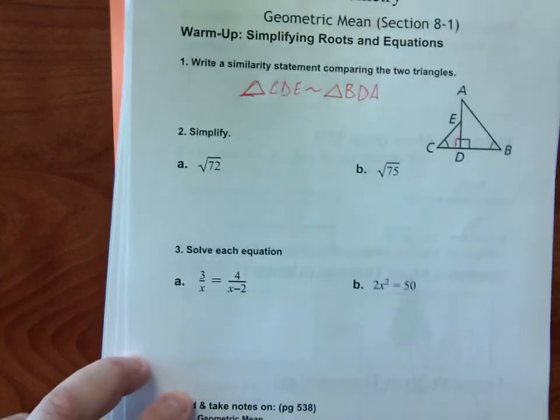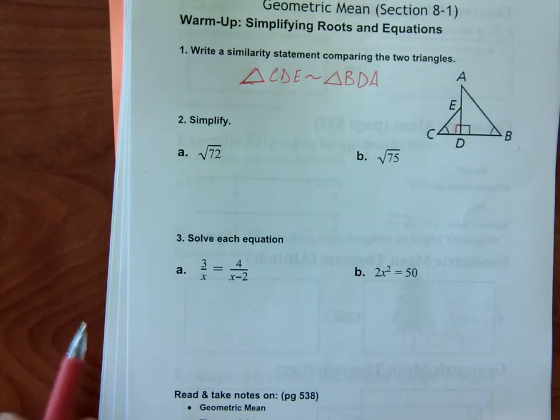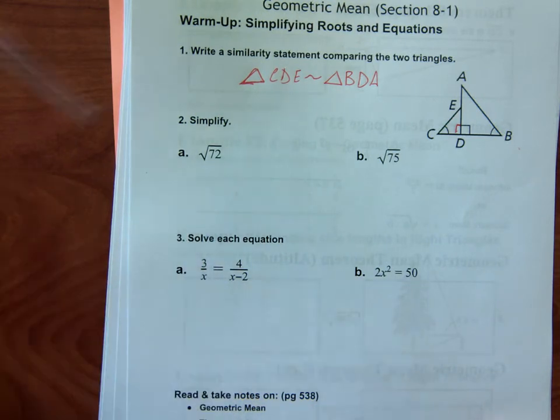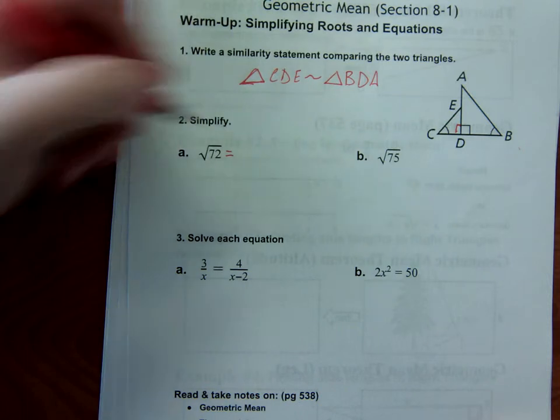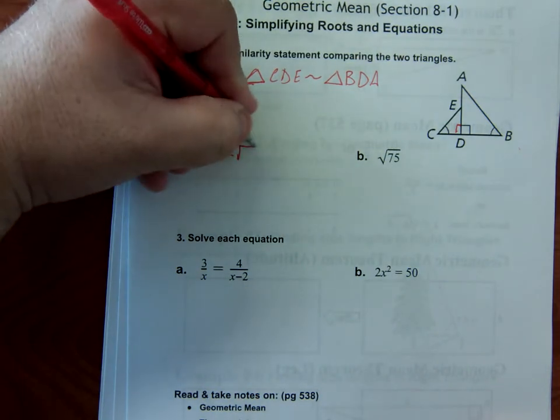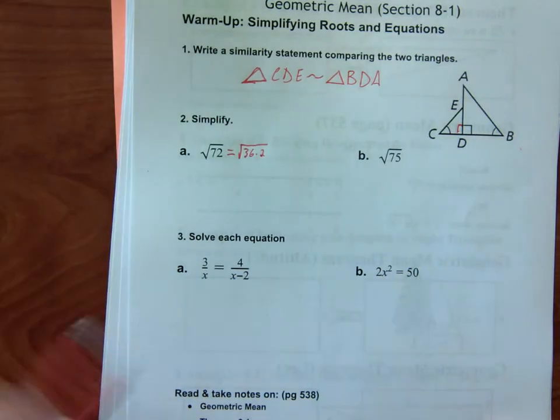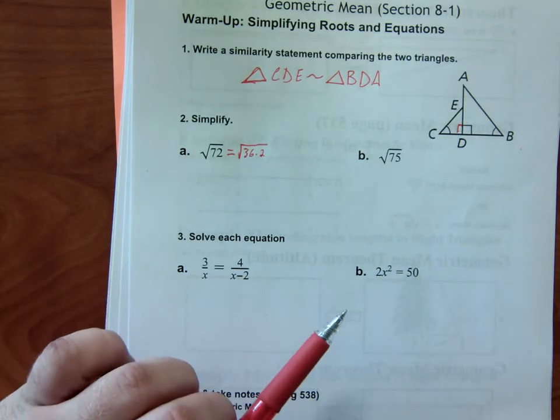Number 2 asks you to simplify radicals. You do so by factoring out any perfect squares. We see that square root of 72 is not a perfect square. However, it does factor into a product of 36 times 2. 36 is a perfect square.